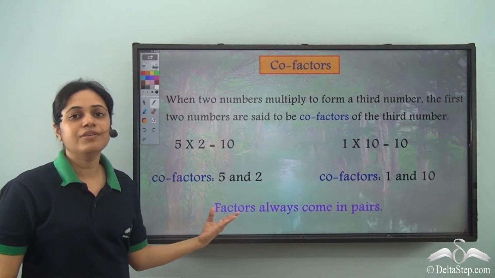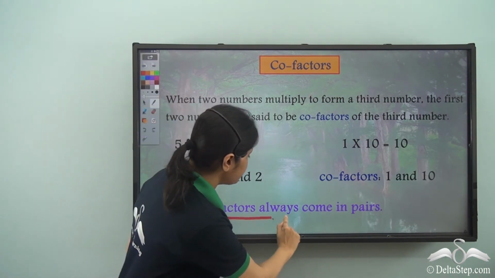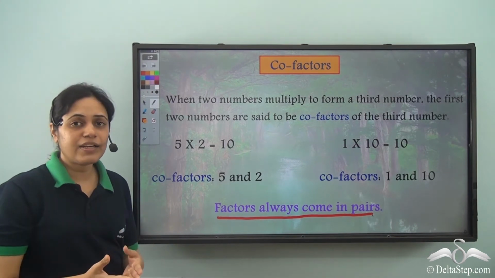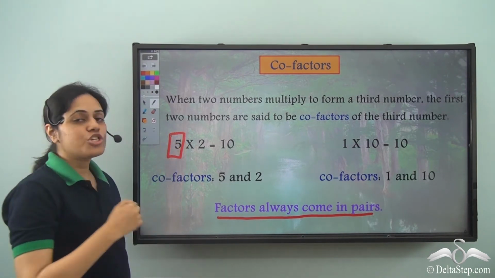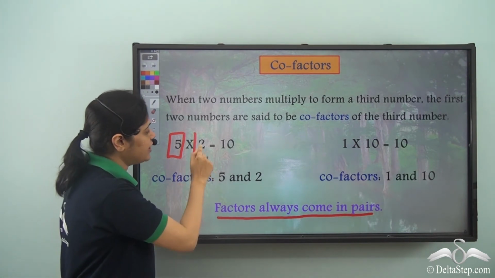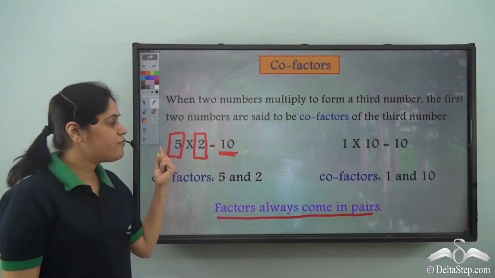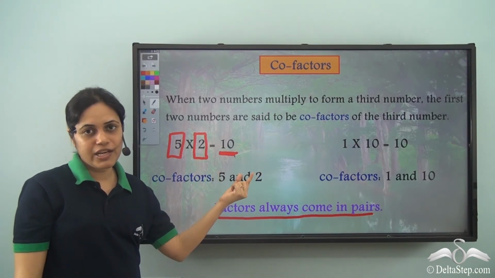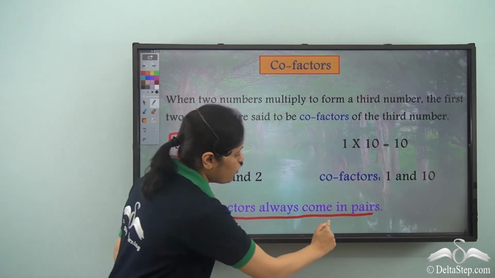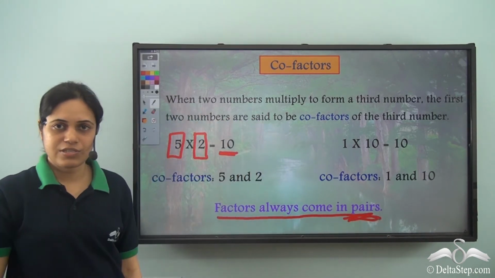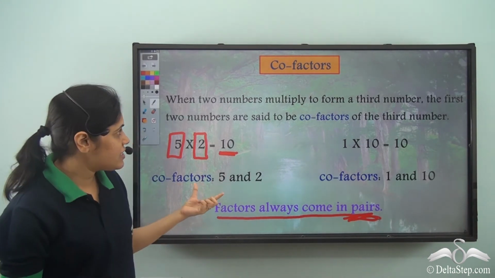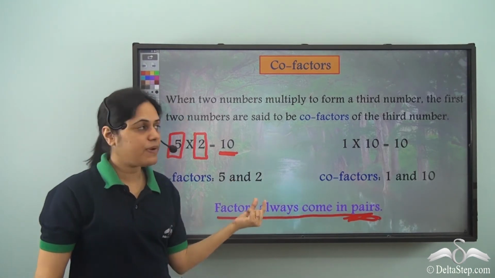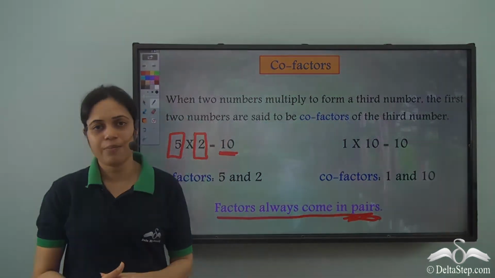Why does this happen? This happens because factors always come in pairs. So they need to come in pairs, because by factor I mean this number should be multiplied by another number to give me 10. For every number, I need another number which will also be a factor of 10. That is why factors always come in pairs. So there will be two, and that is why we have cofactors: pairs which when multiplied give us the original number.